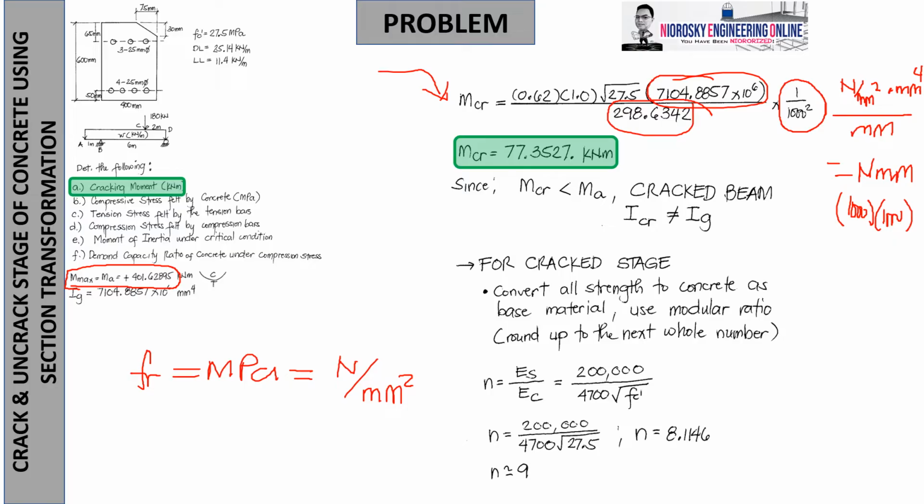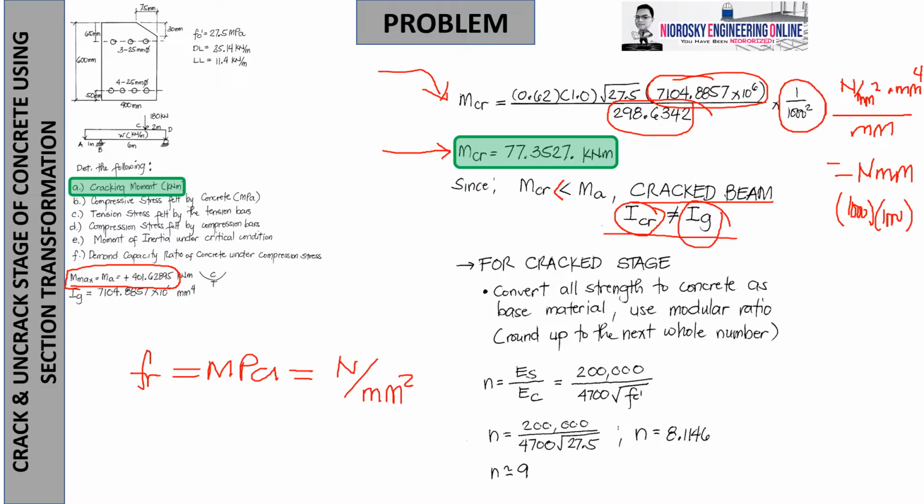401.629 kilonewton meter. And the capacity to resist cracking is only 77. It is pretty obvious, as said here, that the cracking moment is way less than the maximum moment. Therefore, our assumption is wrong. Then it should be a cracked beam, and we cannot say that the cracking inertia, or the inertia under the crack condition, is equal to IG. It is now not equal to the gross moment of inertia. So there is a true value for I sub CR to look at. Therefore, we cannot say that this is IG.